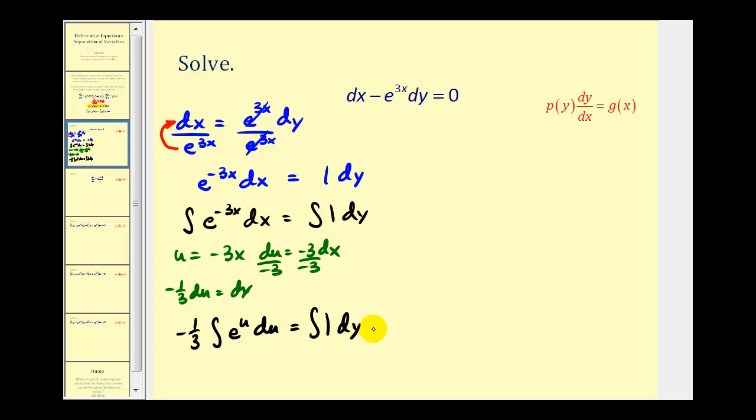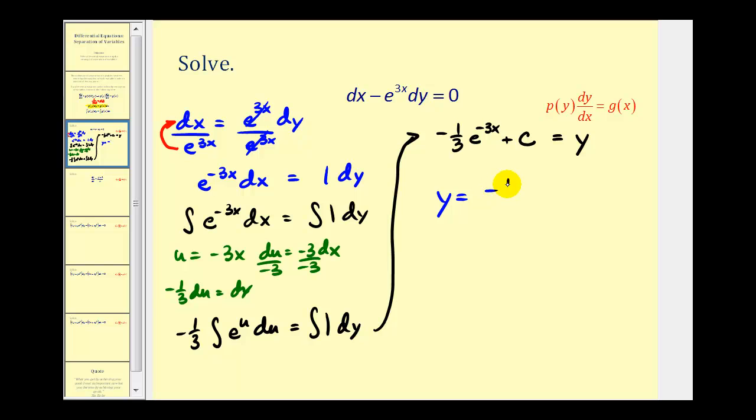Let's go ahead and finish this up here. So here we're going to have negative 1/3 e to the u, which is negative 3x, plus our constant of integration equals the integral of 1 dy, which would just be y. We'd also have a constant here, but we'll assume that the two constants are represented by this constant here. So now we have our explicit solution. We know that y is going to be equal to negative 1/3 times e raised to the power of negative 3x plus c.